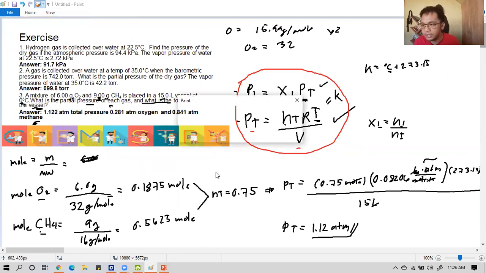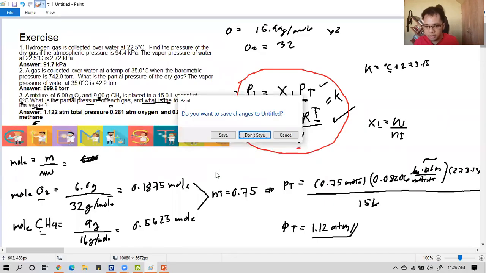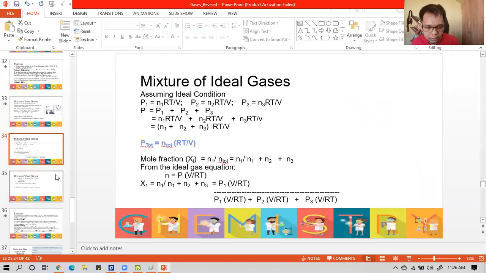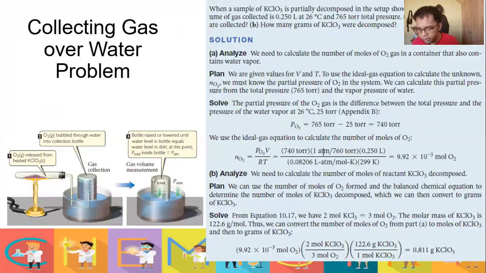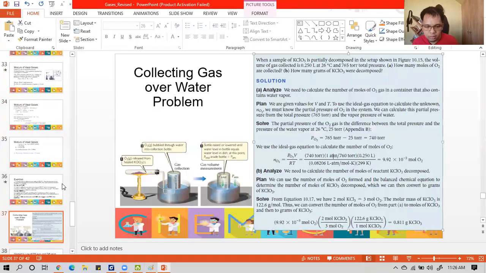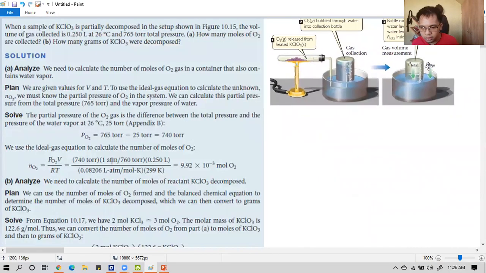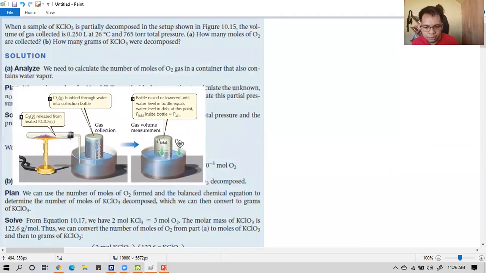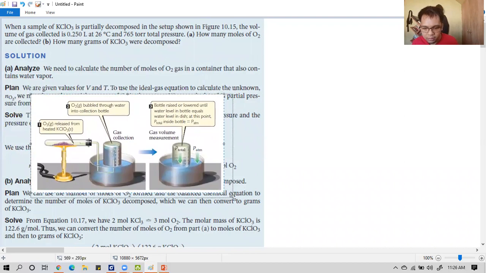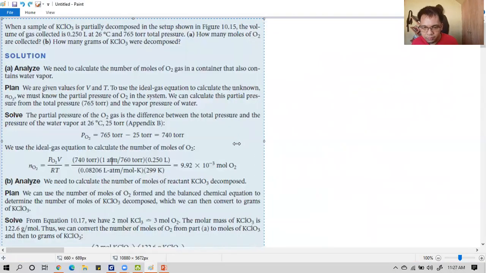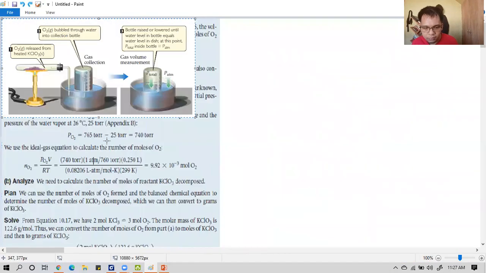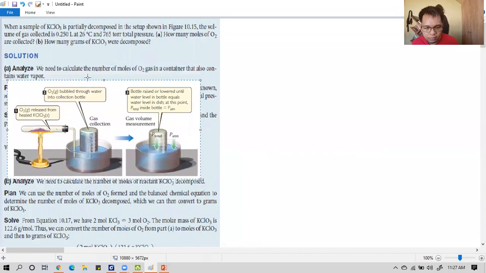Now for the last problem of our discussion for the mixture of ideal gases. It's too small. So let's cover the solutions so you can't see them. Wait a moment. Okay, for our last problem. Yes, last problem na, sir. Okay, sige. This one is related to your experiment.